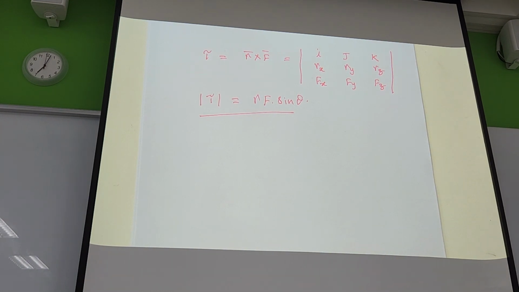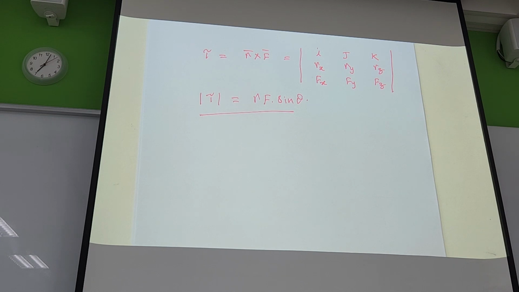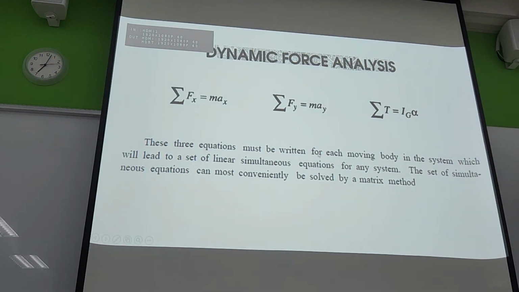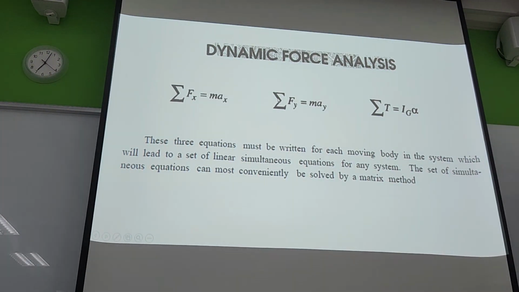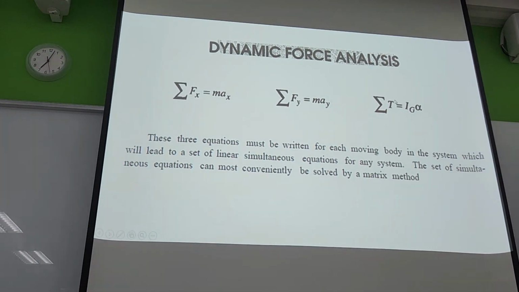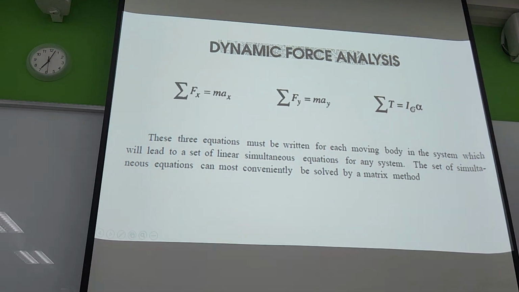So when you are doing the dynamic force analysis, we'll basically be applying three equations, as shown here. These are the three governing equations: the sum of the forces acting along the x-axis, the sum of the forces acting along the y-axis, and then the sum of the torques. The sum of the torques acting on the system is Ig alpha.